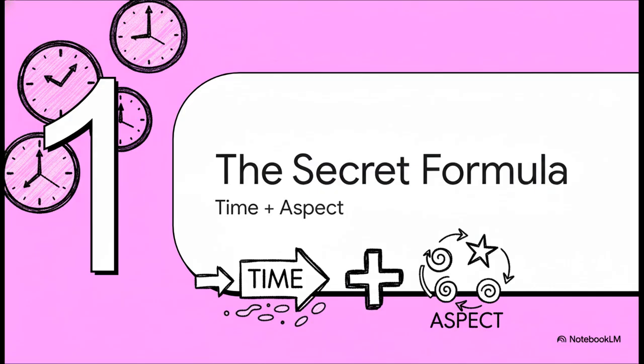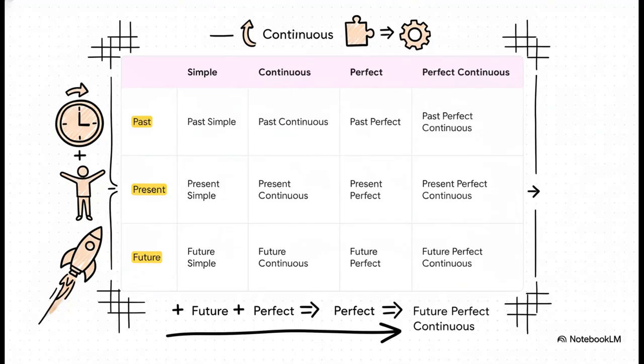Every single tense in English is just a combination of a time, past, present, or future, and something called an aspect. The aspect just describes how the action relates to that time. That's it. Time plus aspect. Simple. Just look at this grid. It lays the whole system out perfectly.